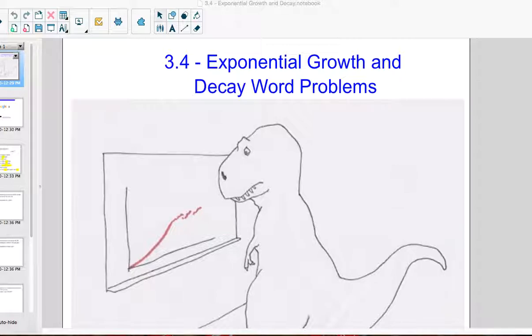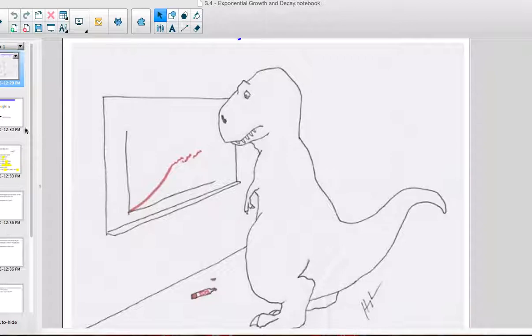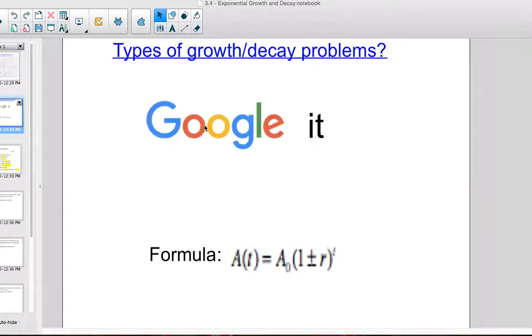So here's your picture of a Tyrannosaurus Rex trying to draw exponential growth. Okay. Types of growth and decay problems. Normally in class I was going to have you guys Google it. Since you're not here, don't worry about it. We'll go through plenty of examples where you'll see different types of growth and decay problems, but there's more than just what you'd commonly think of, I guess.